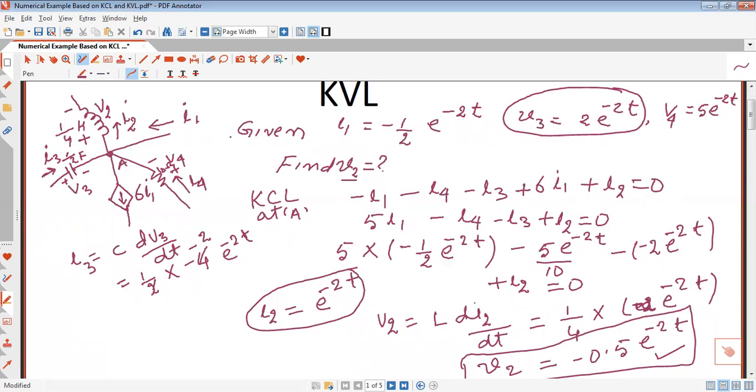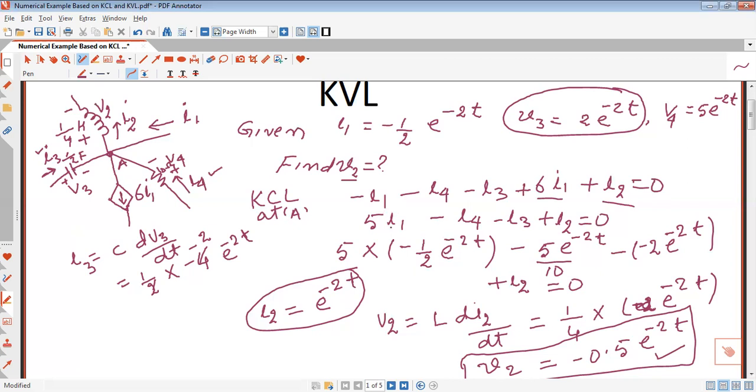So incoming currents are I1, that is written negative, I4, here I4 is also incoming, so it is negative. I3 is also negative, and 6 I1 is going outside, so it is taken as positive, and I2 is also going outside, so it is taken as positive. So this 6 I1 and this I1 become 5 I1 here, minus I4 minus I3 plus I2 equal to 0.